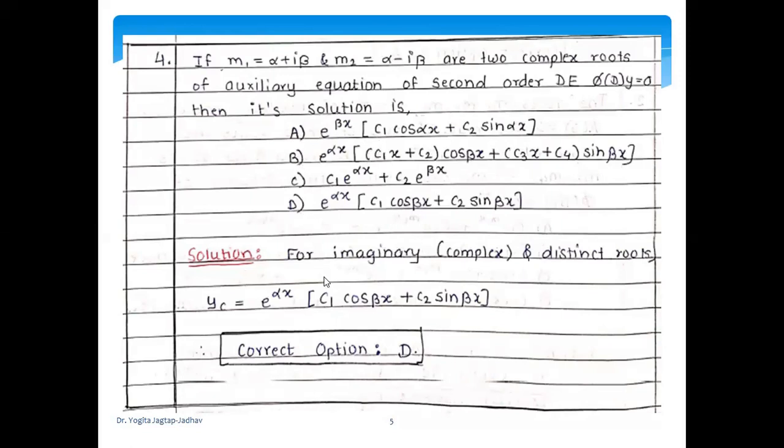And we know for imaginary or complex roots which are distinct, we have a complementary function given by case number 3 of writing the complementary function, that is yc equal to e raised to alpha x into (c1 cos beta x plus c2 sin beta x), where alpha is the real part of a complex root and beta is the imaginary part. And therefore, the correct option is D.